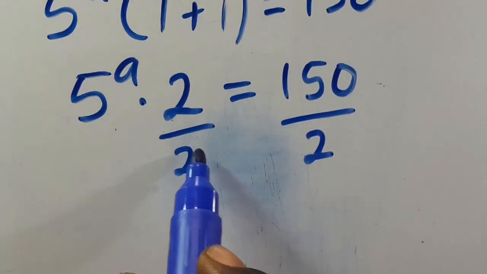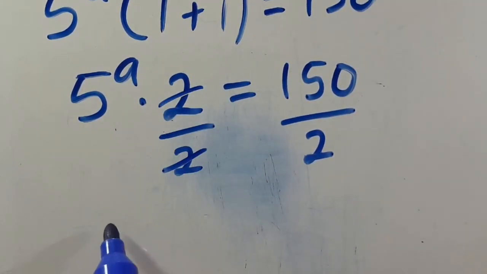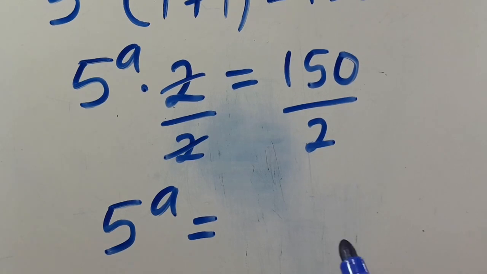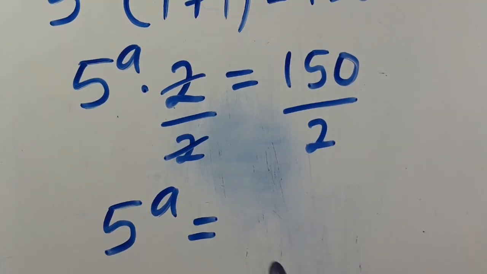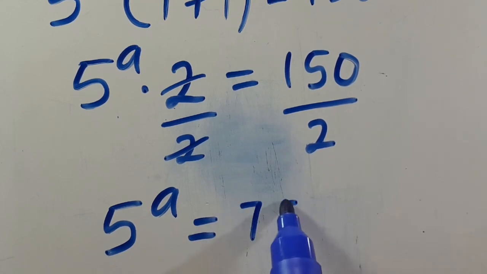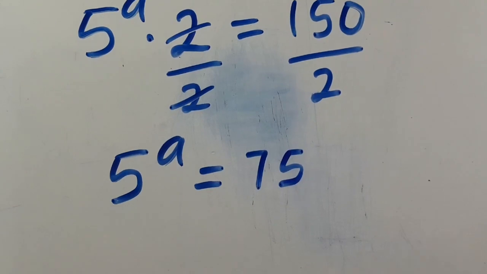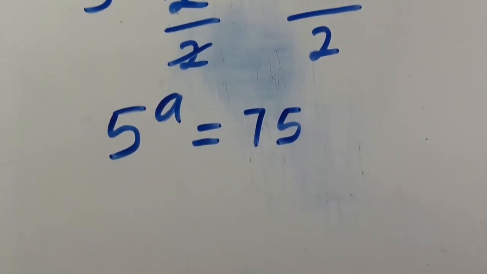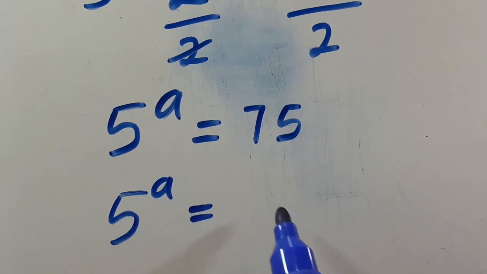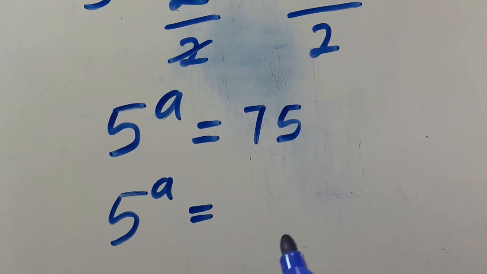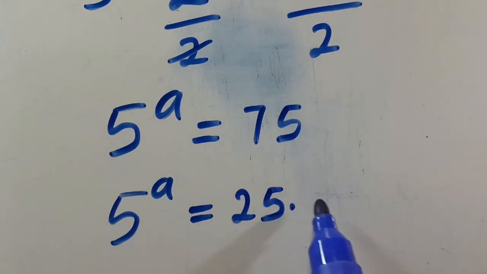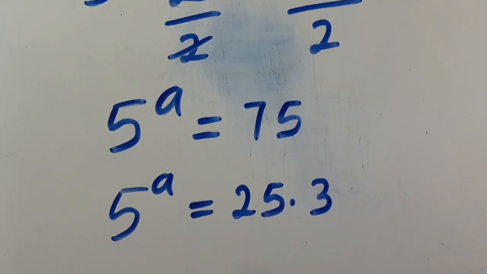Then this and this will cancel. So we have 5 to the power of a equals 150 divided by 2, which is 75. So from here, we have 5 to the power of a equals 75. Then let's rewrite this as the product of two numbers, 25 multiplied by 3.